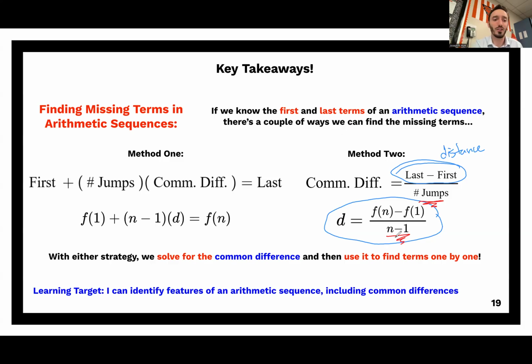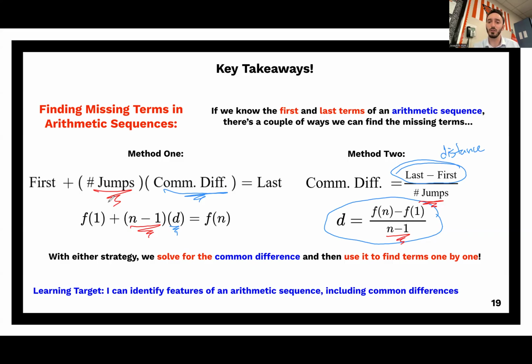If you're thinking more algebraically, on the left-hand side of the board, another way to find our answer is to say, okay, the first term plus the common difference times the number of jumps should eventually equal the last term. And that's where I'm making use of this notation again, right? The common difference is D. The number of jumps in this case is always the number of terms minus 1. F of 1 is the first term, and F of n is the last term.